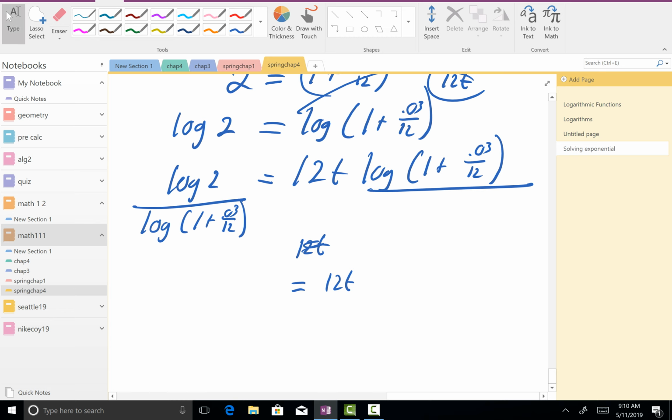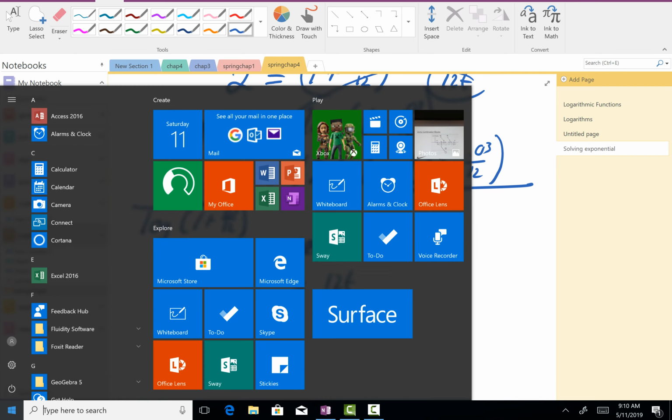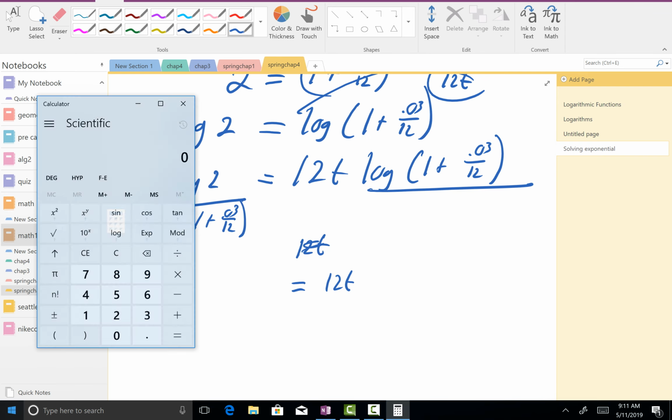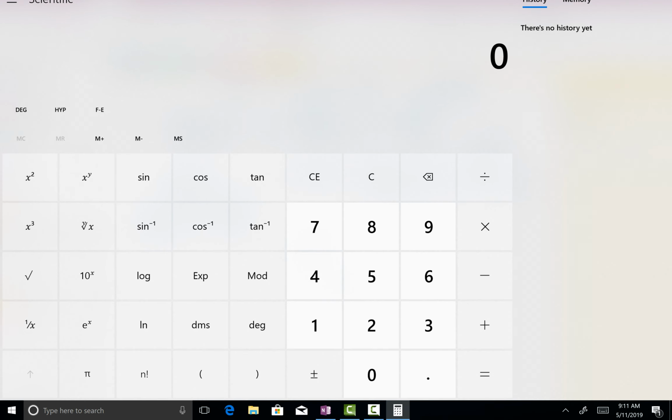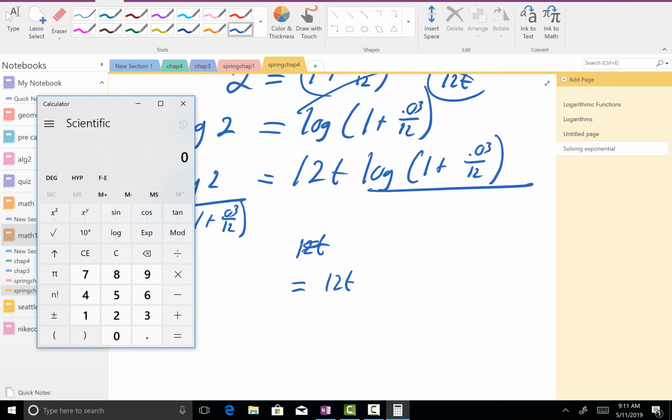We just got to figure that out. But that's just putting things into Desmos and calculating it out, right? Log 2 divided by the log of 1.03. Maybe even my calculator can do that. Get it out of the way.